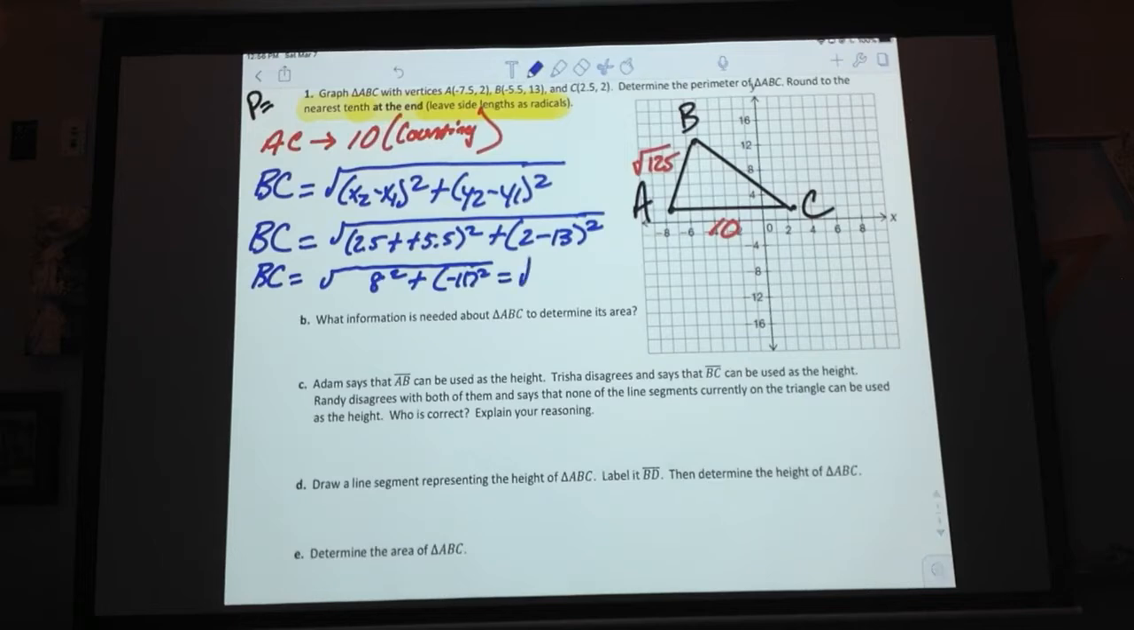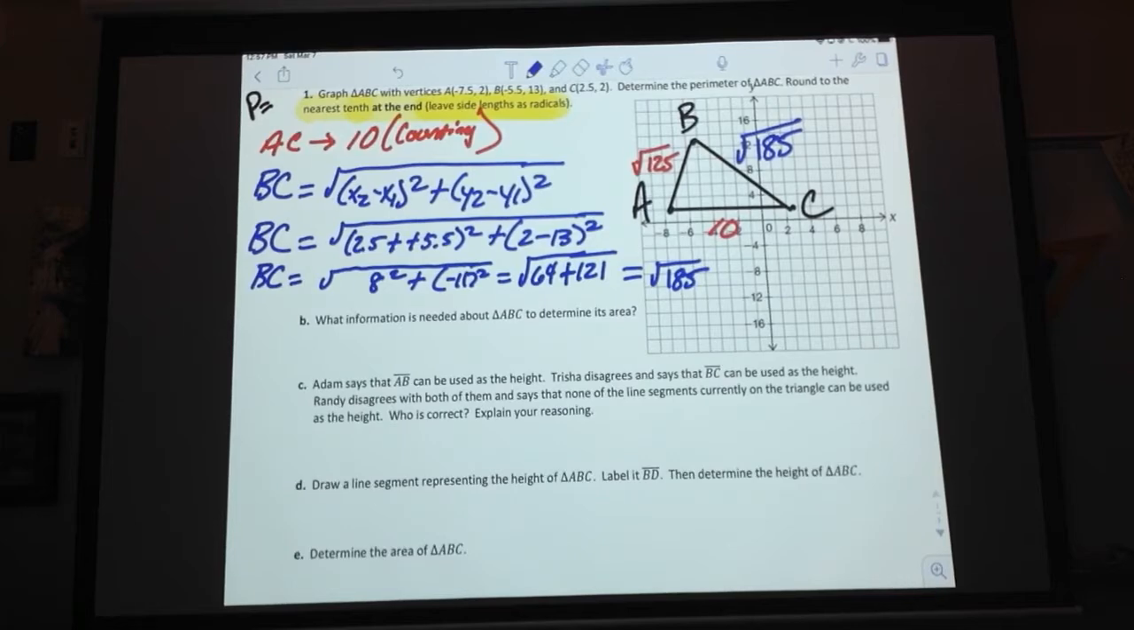And I know when I do that, 8 squared is 64. 11 squared is 121. So I know that it's the square root of those two added together. So that should be the square root of 185. Now I know 185 is not a perfect square. 169 and 196 are the perfect squares for 13 and 14 respectively. So I know that the distance of BC is the square root of 185.